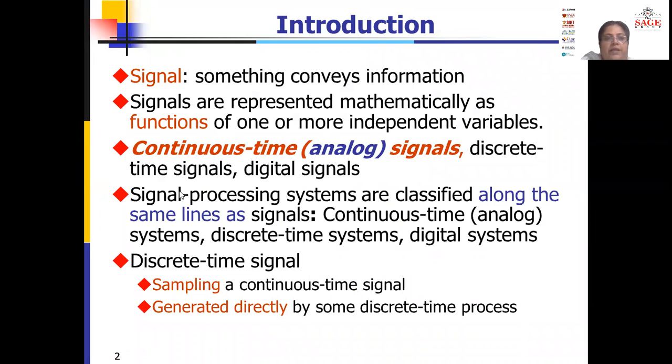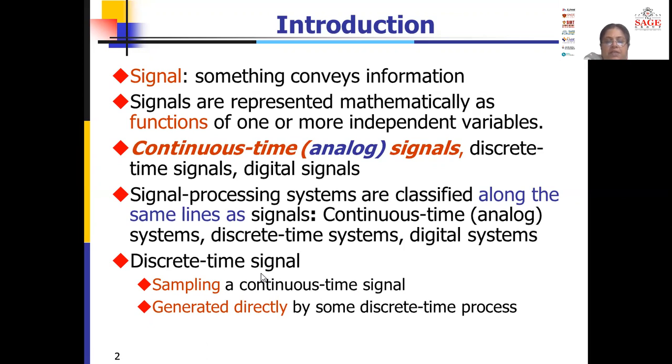As we all know, a signal is something which conveys information, and is a mathematical function of one or more independent variables. Signals are divided into two types: continuous type, which are known as analog signals, and second, discrete time signals and digital signals. Signal processing systems are classified along the same lines as signals: continuous time, discrete time, and digital systems.